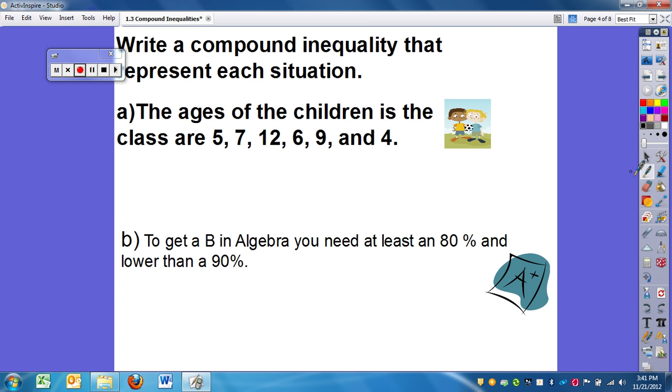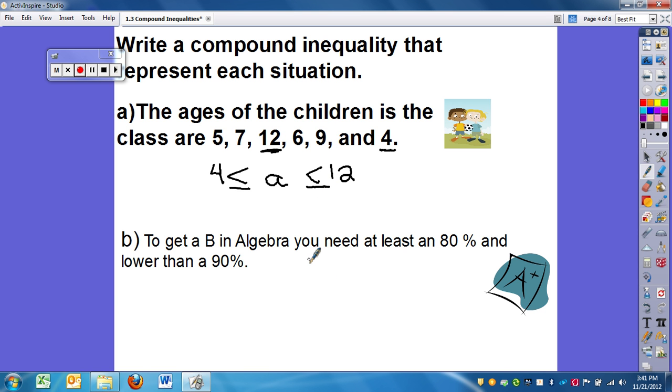So we can write a compound inequality to represent the situation. The ages of the children of the class are 5, 7, 12, 6, 9, and 4. In this case, this is a range. It's an "and" inequality. I'm going from 4 all the way to 12. So I can have A in the middle. The lowest age is 4 and the highest is 12. So I want to go greater than or equal to 4 but less than or equal to 12. Since I do have a kid that is 4, it's equal to, and I do have a child that is 12, it is also equal to.